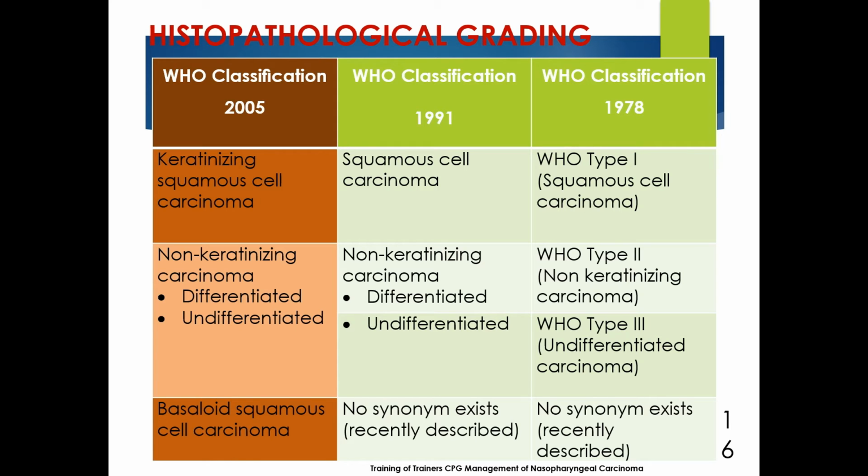Okay, this is a histopathological grading. Previously, a long time ago, we used type 1, type 2, and type 3. Now, since 2005, we are using a classification of keratinizing squamous cell carcinoma, non-keratinizing carcinoma, which can be differentiated or undifferentiated, and the third type is basaloid squamous cell carcinoma.